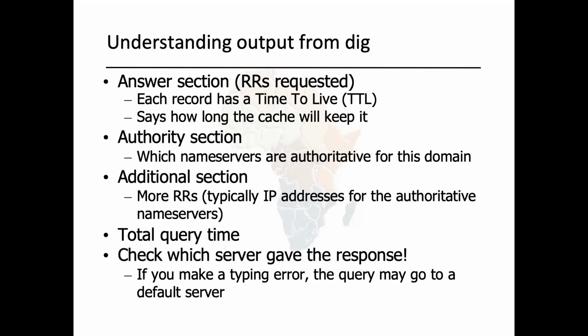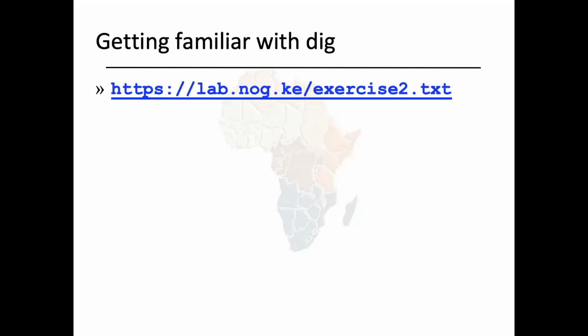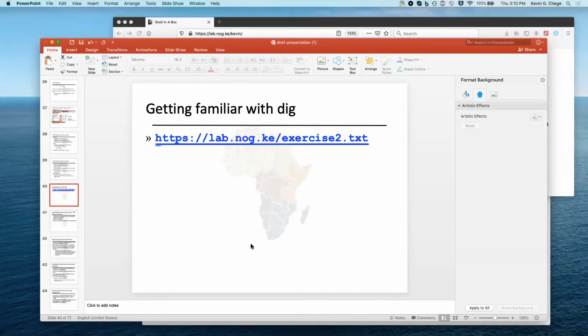So the output of dig has an answer section, as I mentioned. There's an authority section, which is the name servers. There's an additional section, which is more information about the DNS. There's the query time, and always check which server gave you the response. Okay. There's another short exercise which will help you understand the DNS output that you'll see on dig. Let me just copy this.